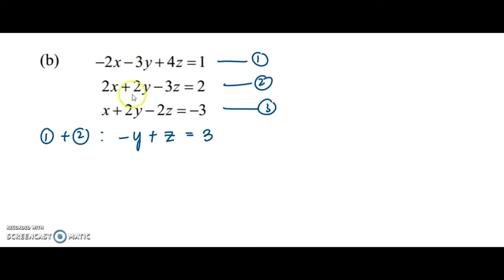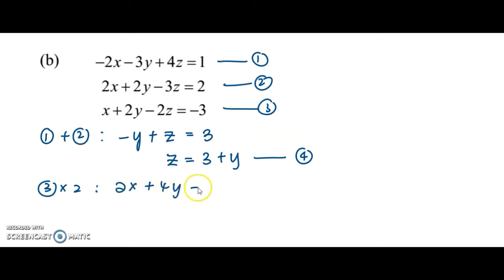All right, let's check back. Then after that, you can have z as the subject. Bringing the negative y to the right, you have z equals 3 plus y, and I name this equation 4. And now I'm going to eliminate the x again to produce another equation containing only y and z. So how can I do that? I'm going to take equation 3 multiplied by 2. I will have 2x plus 4y minus 4z equals negative 3 multiplied by 2, that will be negative 6. Then name it equation 5.